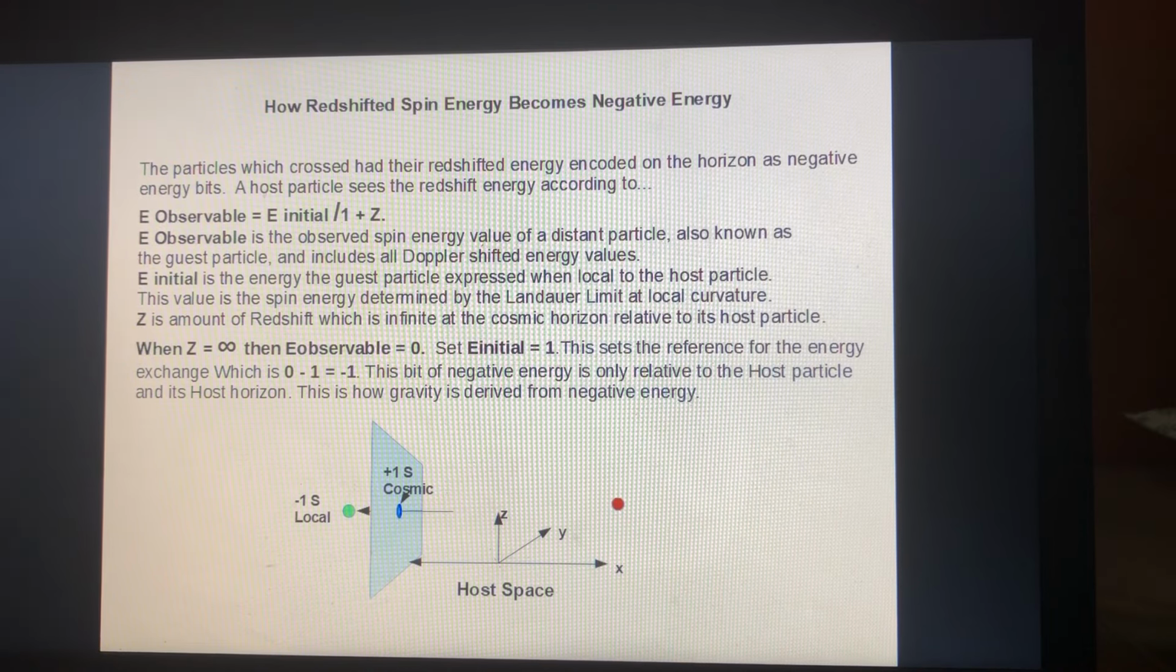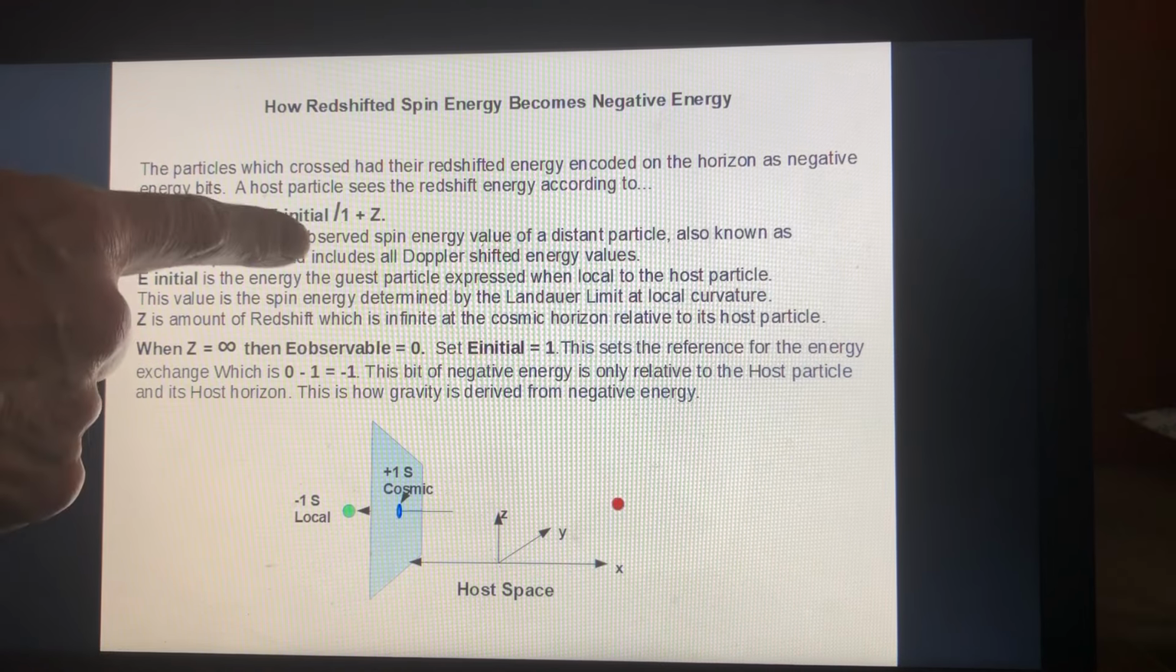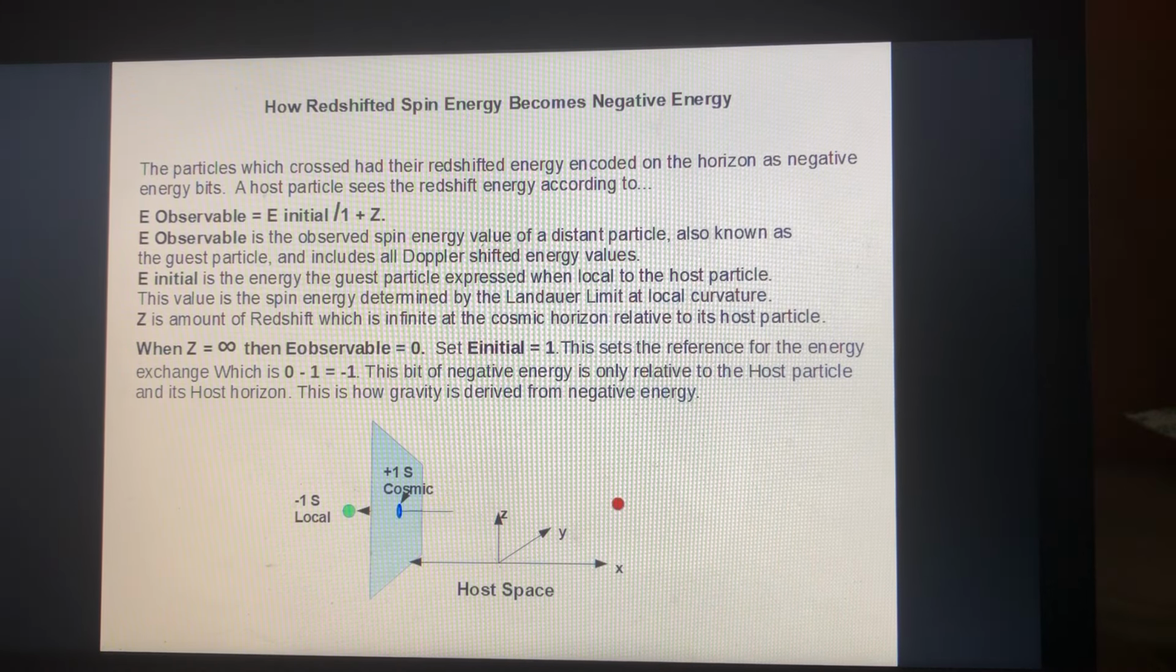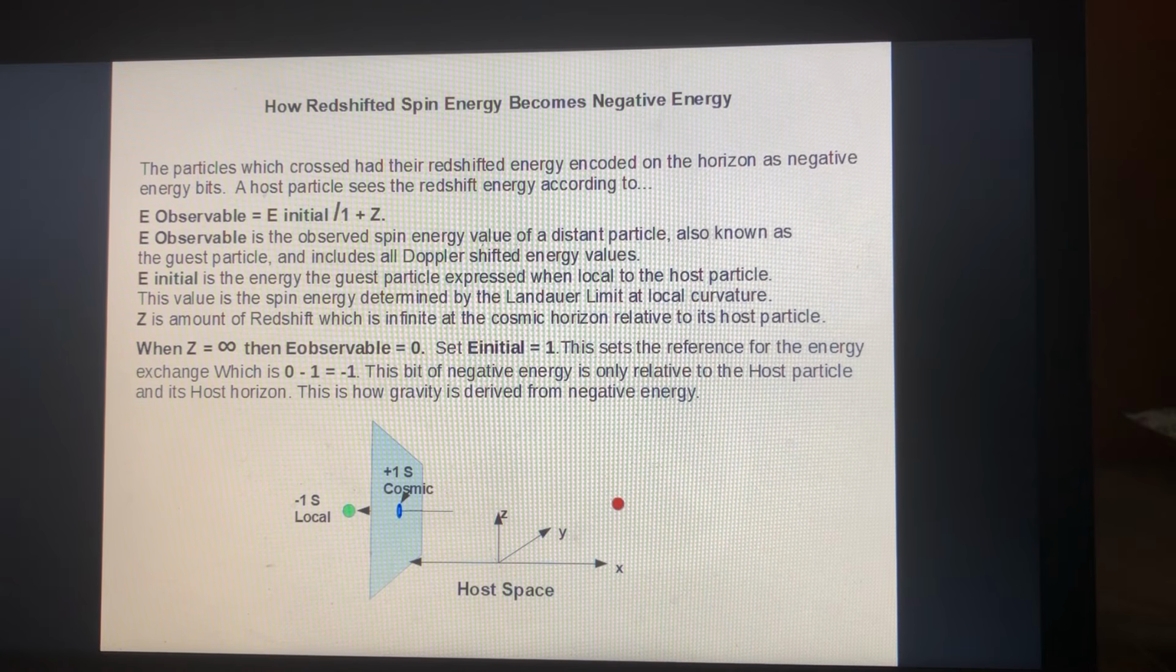Einitial is the actual value of the spin of the guest particle while it's in the universe. So Eobservable means what the host particle sees. So the host particle sees the guest particle divided by 1 plus its redshift. That means as its redshift gets higher and higher, the observable, Eobservable, goes down and down.